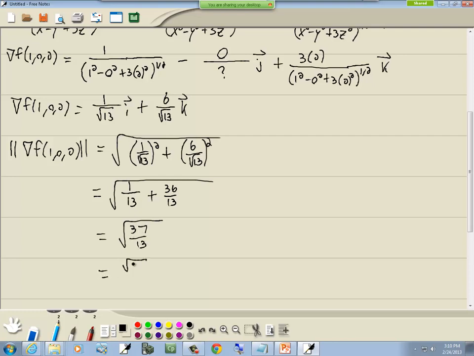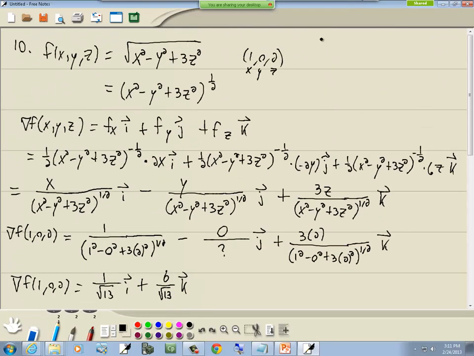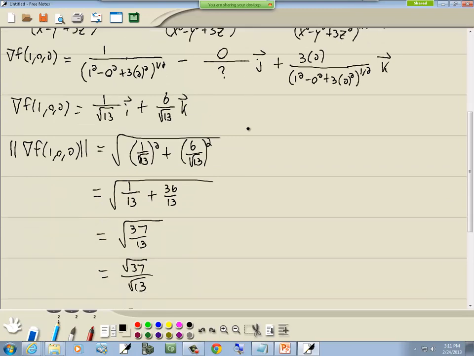Split that up: square root of 37 over square root of 13. Multiply top and bottom by the square root of 13. And the top here gets the square root of 37 times 13, over 13. And let me see what 37 times 13 is. 481. So the square root of 481 over 13. And that's our maximum value of the directional derivative at that particular point. And then again, the gradient tells you in which direction it is.